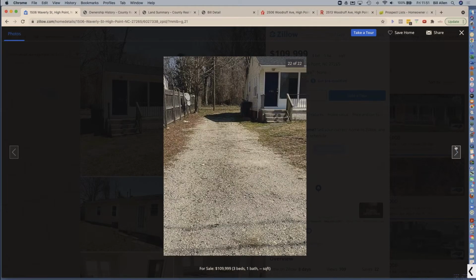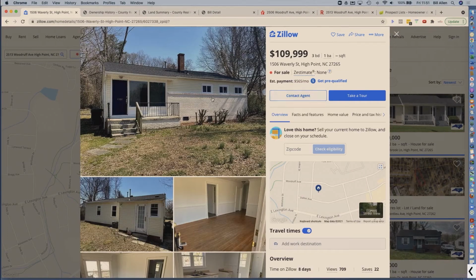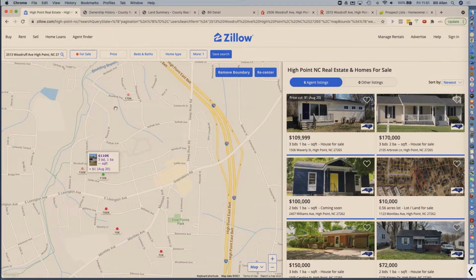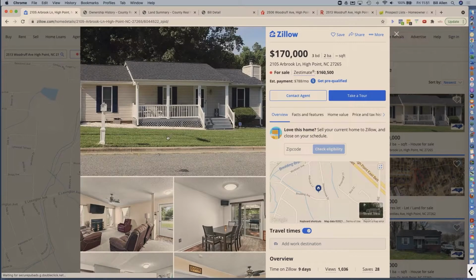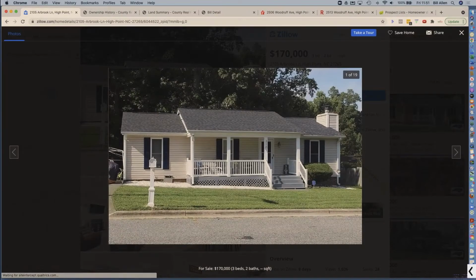Man, I might need to move to Greensboro, start flipping houses. You could probably buy this off the MLS for like 80, put like 10 into it and sell it for 150. So this one's 170. Let's look at this one. All right, now we're getting a little bit closer. This one looks a little nicer. So let's look at this one.